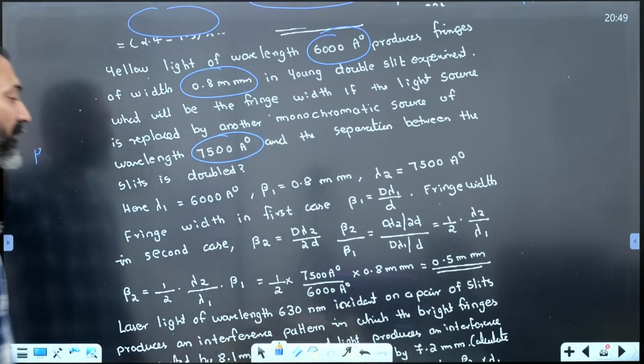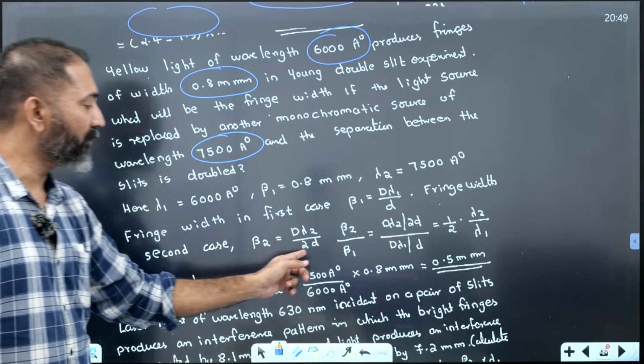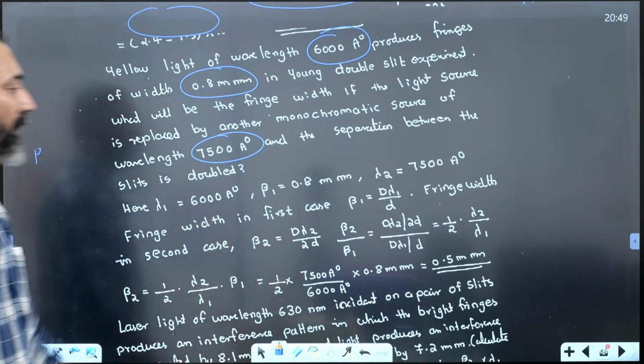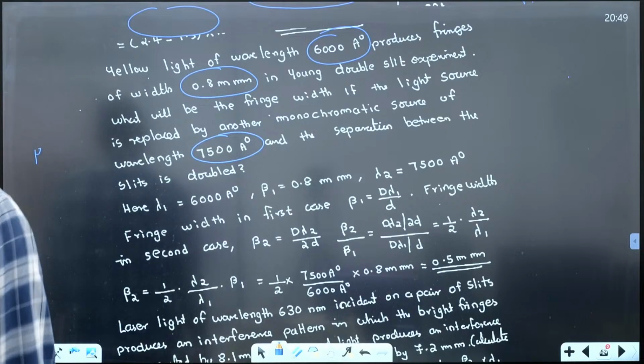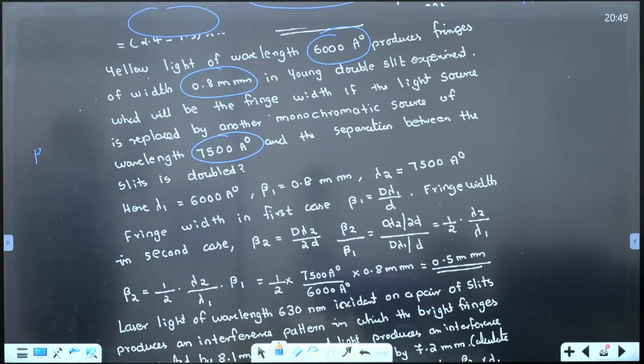Here the separation between the slits is doubled, so in beta 2, instead of d we write 2d. Beta 1 is D lambda 1 by d, but beta 2 is D lambda 2 by 2d. Why 2d? Because in the question it is given that the slit separation is doubled.